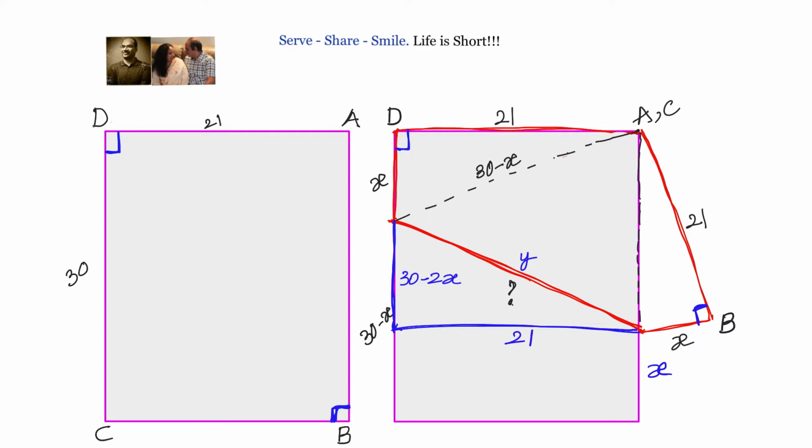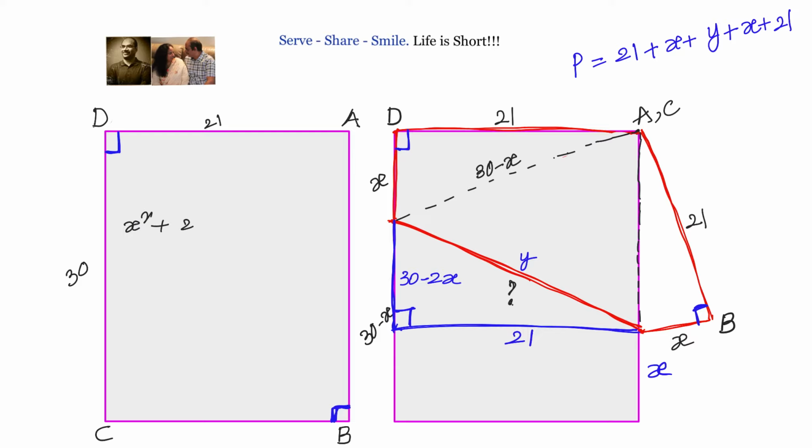Then our perimeter is given by perimeter equals 21 plus x plus y plus x plus 21. If we are able to calculate x, then we can easily calculate y also, because we can apply the Pythagoras theorem in this right angle triangle. So let us first go to this triangle and try to find out the value of x. For that we use the Pythagoras theorem, and we will write down x square plus 21 square equals 30 minus x whole square. So let me write it down.